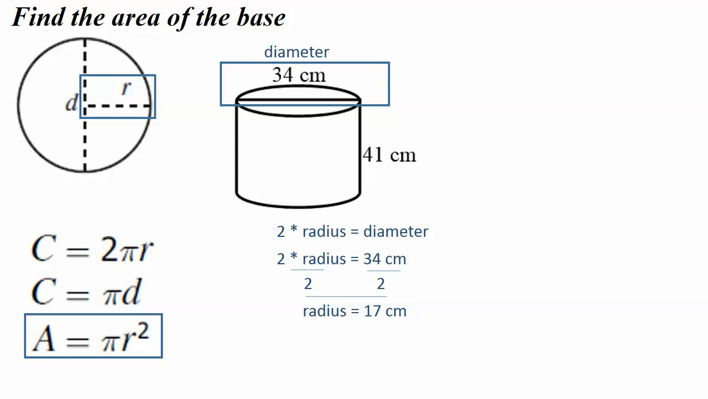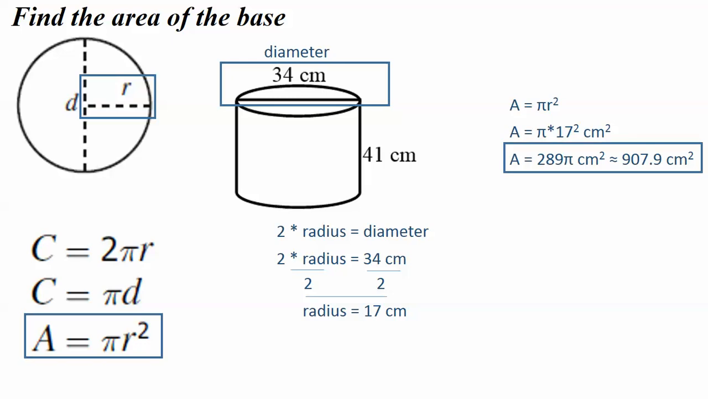Now that I have my radius, I can use my area formula. My area is pi r squared. So because my radius is 17 centimeters, my area will equal pi times 17 squared, centimeters squared. 17 squared is 289, so my area is 289 pi centimeters squared, or when I plug it into the calculator, it'll be approximately 907.9 centimeters squared.